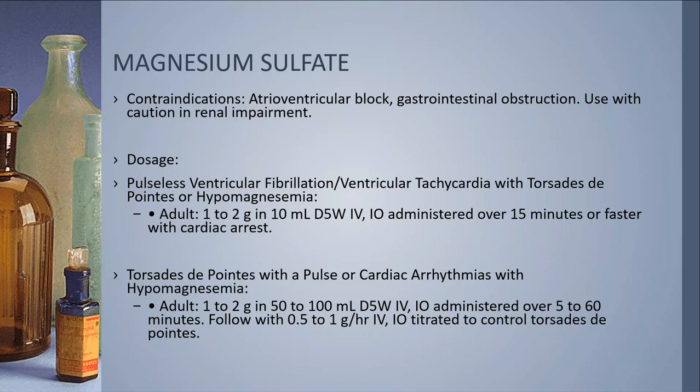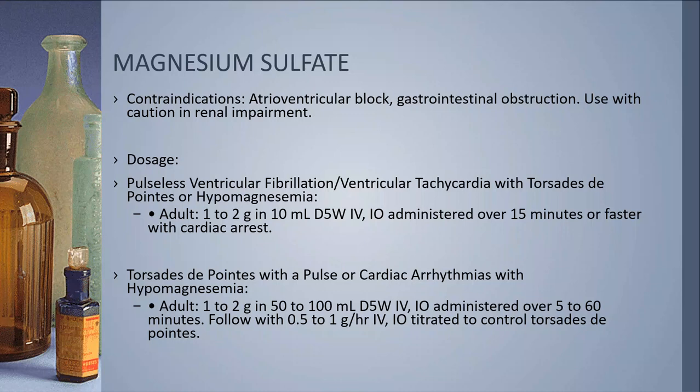If we've got a patient with torsades with a pulse, or if we know that our patient has a low magnesium level, again, we're going to give 1 to 2 grams in 50 milliliters or 100 of D5W.